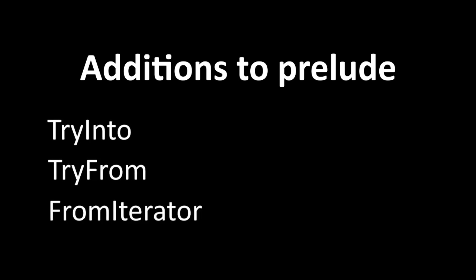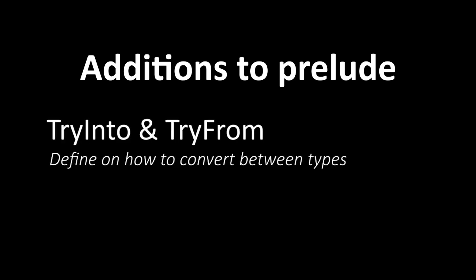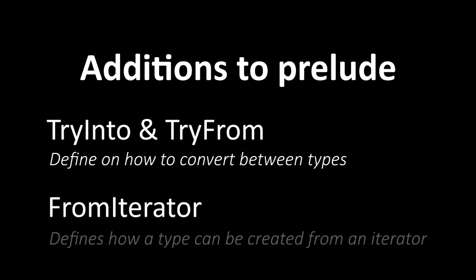Another change are some additions to the prelude, specifically the TryInto, TryFrom, and FromIterator traits. These traits are now in scope by default. The TryInto and TryFrom traits define how to convert between types, and the FromIterator trait defines how a type can be created from an iterator.